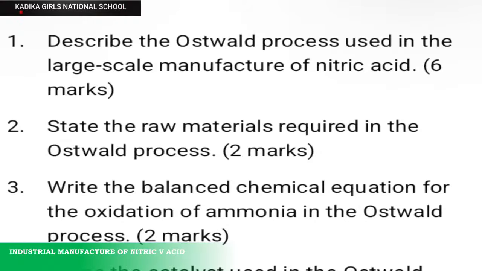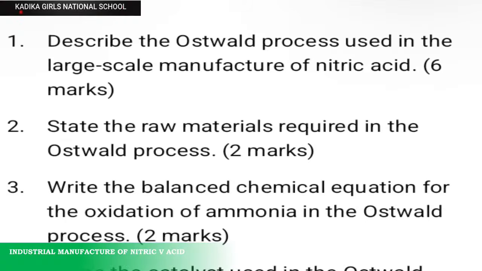The first question is saying, describe the Ostwald process used in the large-scale manufacture of nitric 5 acid. So we know that it is all about oxidation. I want us to agree together that it is about oxidation. The starting raw materials are ammonia gas and oxygen gas.